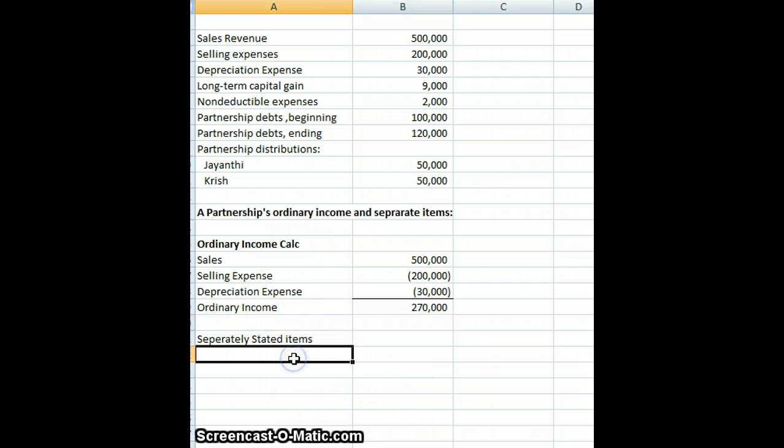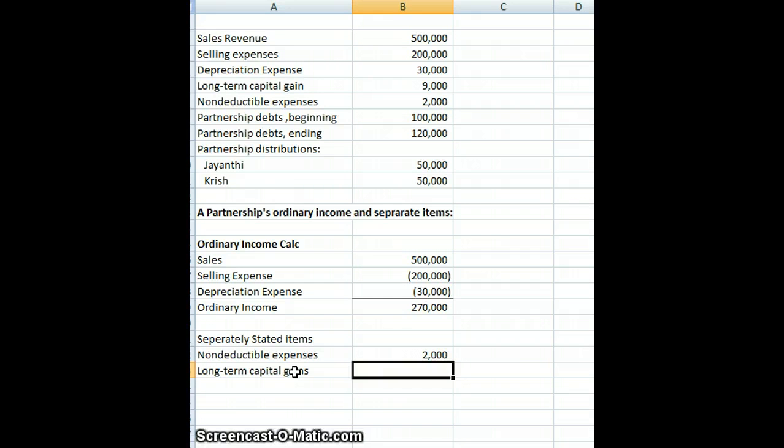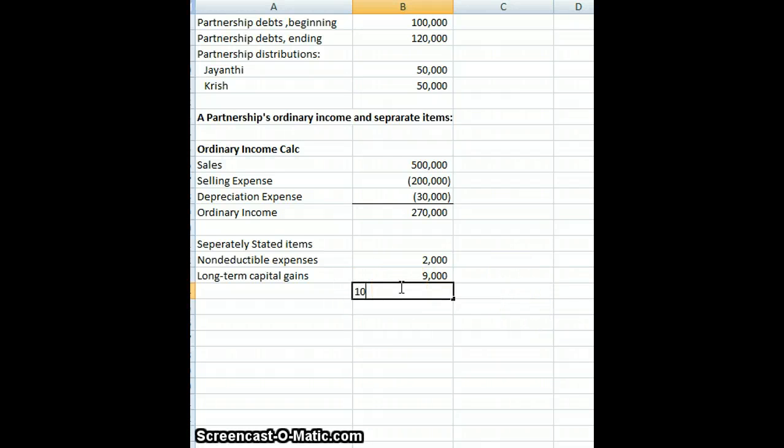Our separately stated items will be our non-deductible expenses of $2,000 and our long-term capital gain of $9,000. Those amounts are also going to flow through on that separate schedule to each partner's amount. The distribution of $100,000 is not going to be part of our calculation.